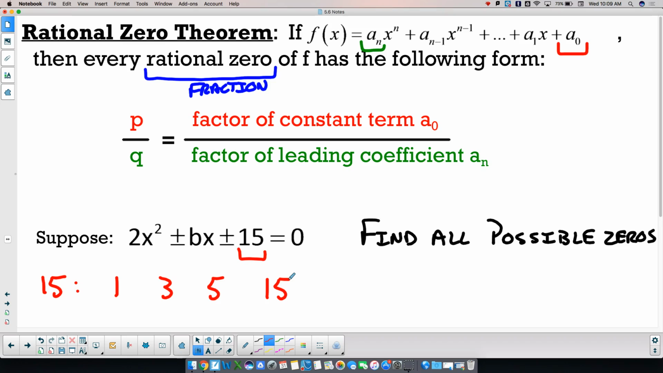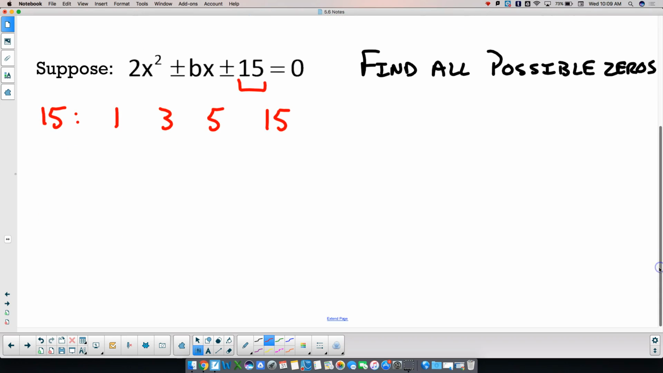Agree? Do only those 4 go into 15? Or are there 4 more? Negatives. Yep, we can do negatives of them, because negative 1 goes into 15, negative 3 goes into 15, negative 5, negative 15. All go into 15. So we just add a plus and minus to it.